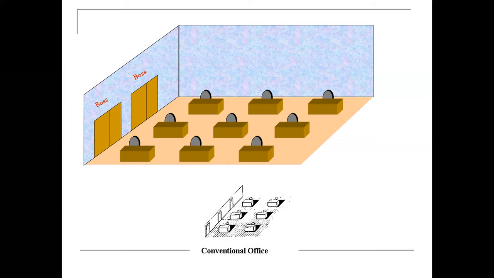So you see the bosses on one wall and they can see everybody working. You feel that you are observed most of the time, straight lines, no space for collaboration, and so on.